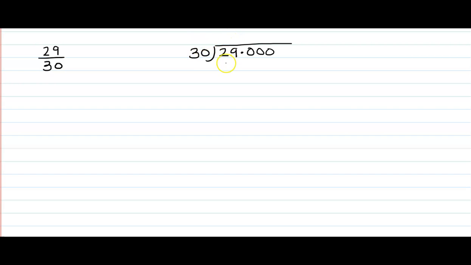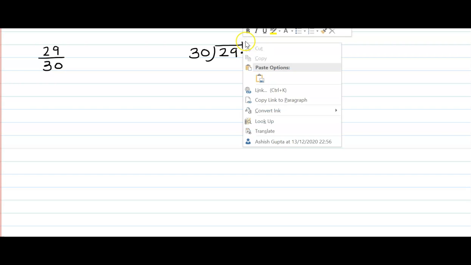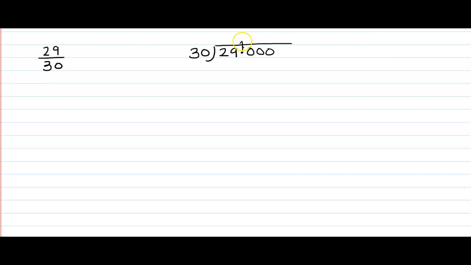If you see here, if you are going for the first number 2, 2 is very small than 30, so you can put 0 here. Before you go, you just put a decimal here, decimal above decimal. If you take 2, 0 times 30 is 0, but if you take 29, you need to put 0 times 30, it is 0, and 29 take away 0 is 29. Now the next 0 is coming here, so it is 290.